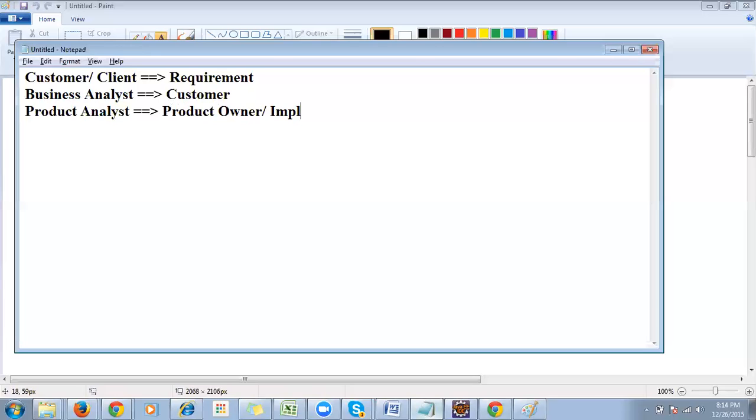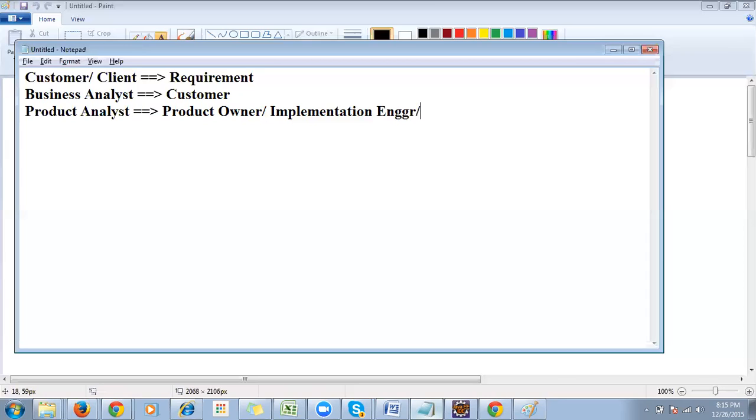Next, implementation engineer. Who is the implementation engineer? You have developed the product. Now the customer wants to use the application. So a person should go and install the application at the customer's place, and then give a demo to the customer on how to use the application. That guy is called the implementation engineer.